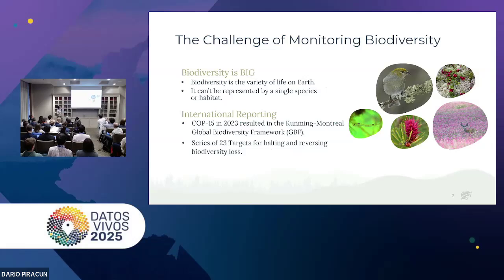So I think we all agree that there is a challenge in monitoring biodiversity. Biodiversity is big, it's the variety of life, but we can't represent it by a single species or habitat. So in recent years, there's been a large push by the international community to make sure that we have sustainable frameworks and targets that can help support halting and reversing biodiversity loss.